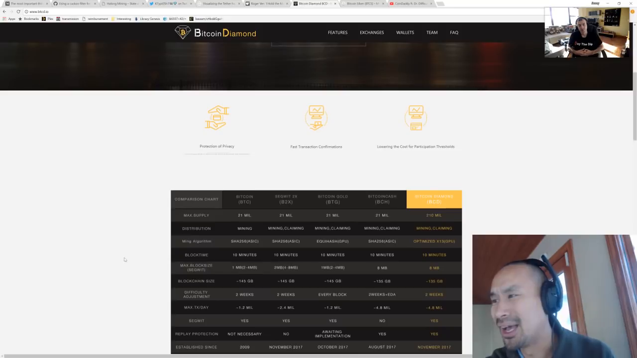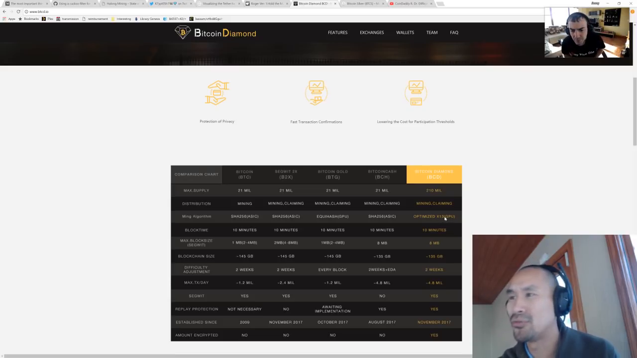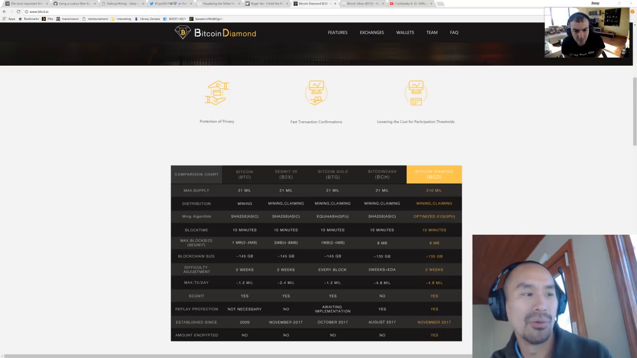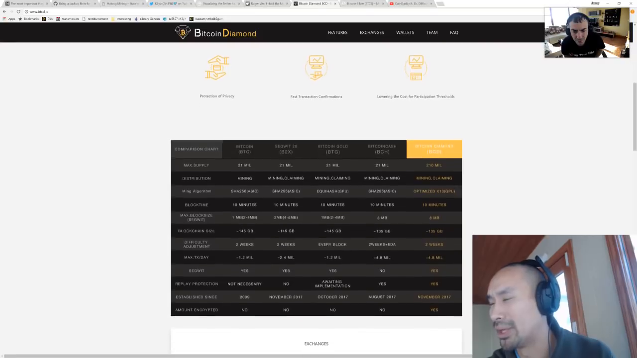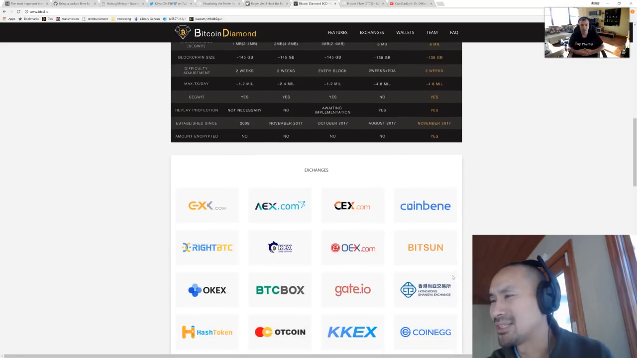The main thing that stood out to me is the 210 million limit for Bitcoin Diamond instead of 21 million. And it's using some mining algorithm that's a little different than everything else so far. It's not SHA-256. It's not Equihash. So we'll see what they do with it. It's got 8 megabyte blocks, and I don't think it has SegWit. I'm not really sure, because it's hard to say.